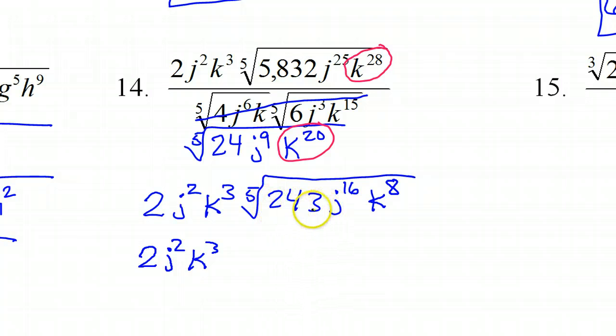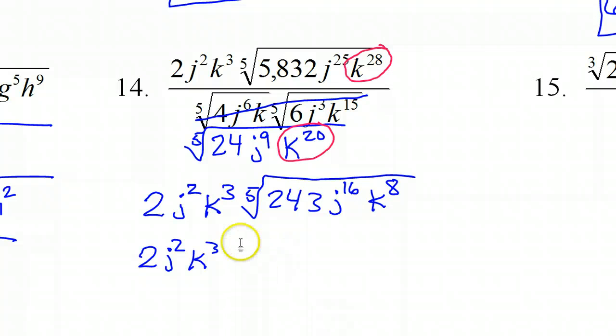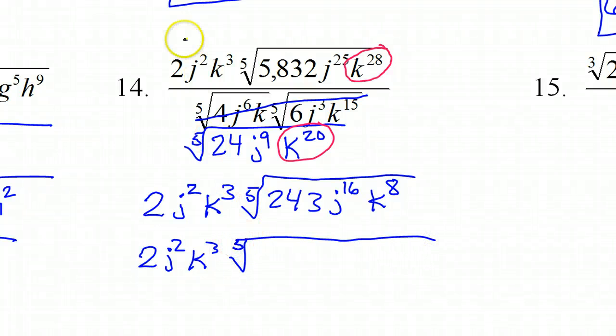Let's check and see if 243 is on the 5th power list. Oh, look, there it is. It's 3. The main thing is it's on the list. So for now, I'm just going to write it in pink. So here's what I'll have. I'm doing the 5th root. Now 243 is a perfect 5th power, so it's on the list, so I will just write it in pink.